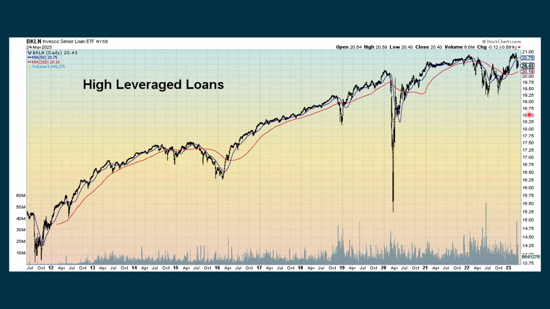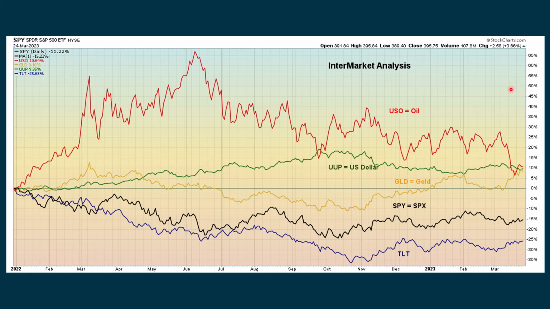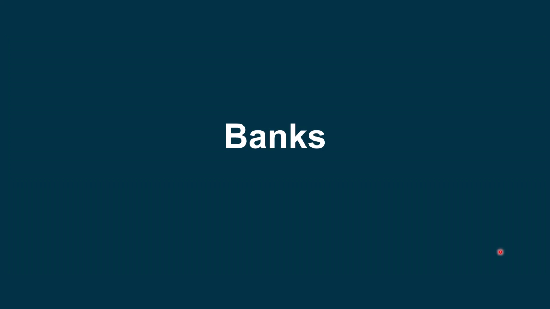High leverage loans. These are very risky loans. And as we've been seeing some problems in the banking sector, this is starting to come back down, even though we're still in an overall uptrend. So we'll be keeping an eye on this one. Looking at our InterMarket Analysis chart, we still have oil in the lead, followed by the dollar. Gold is starting to make a comeback. Stocks and bonds continue to be down when you go all the way back to the beginning of 2022.